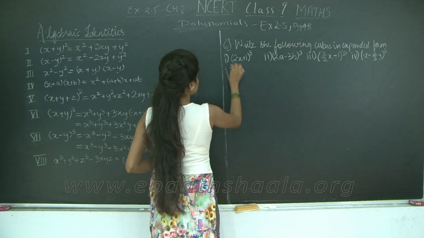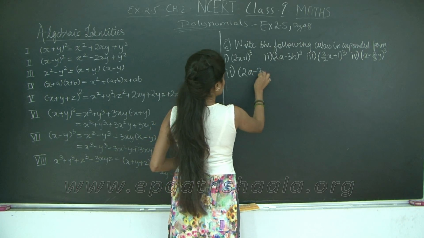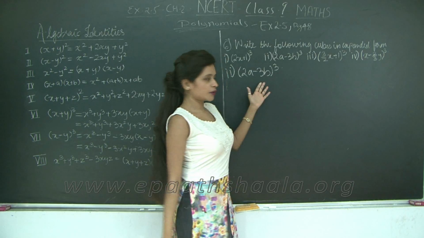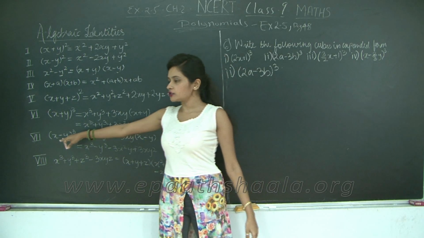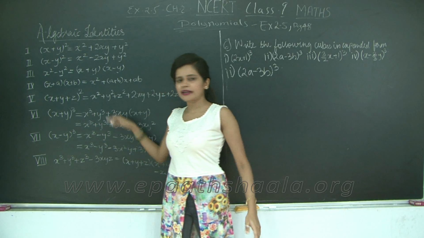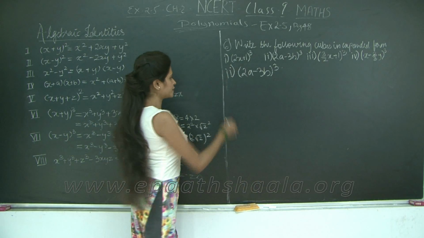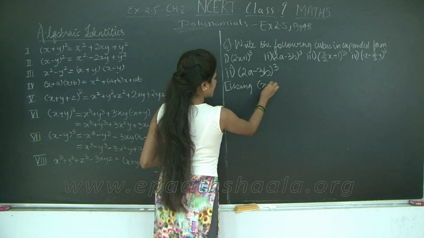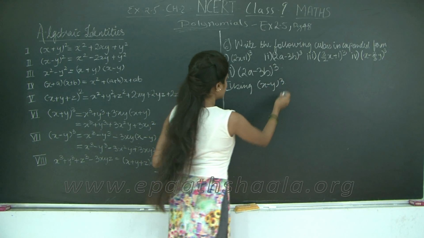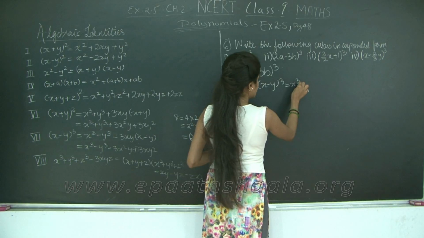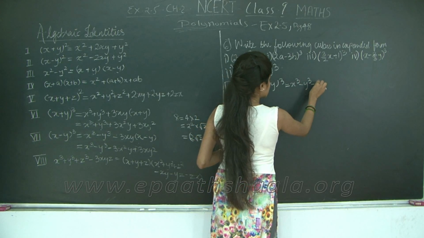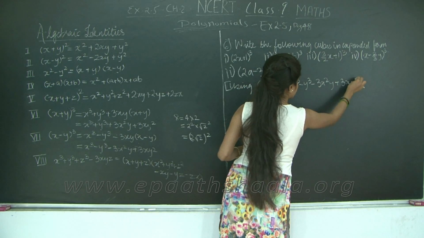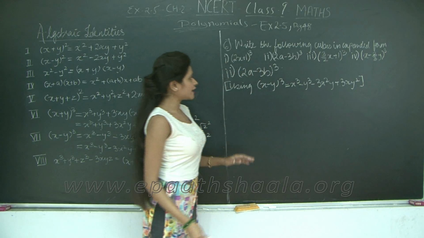So my second question is 2a minus 3b the whole cube. Again you have to cube this expression with two terms, but there's a negative sign, so it resembles my identity number 7. Let's quickly use identity number 7 and solve this sum, right? So using x minus y the whole cube is equal to x cube minus y cube minus 3x square y plus 3xy square, right? So what is my value of x and y?